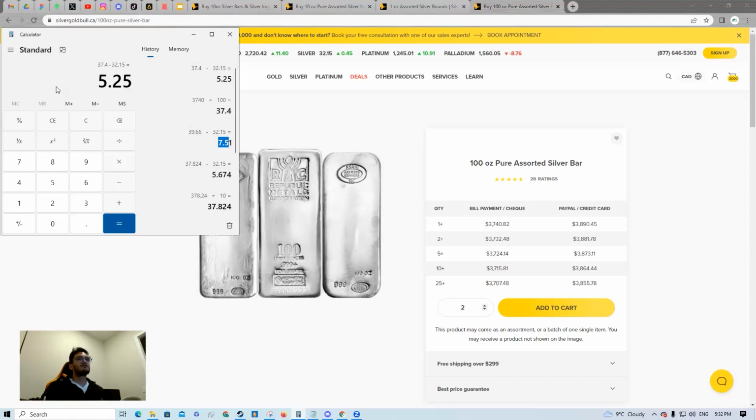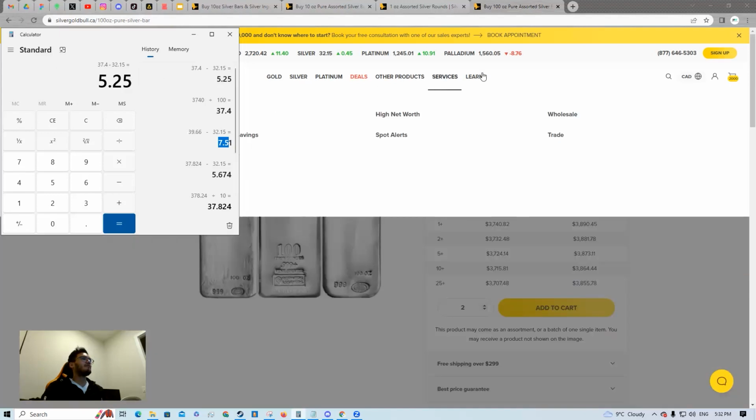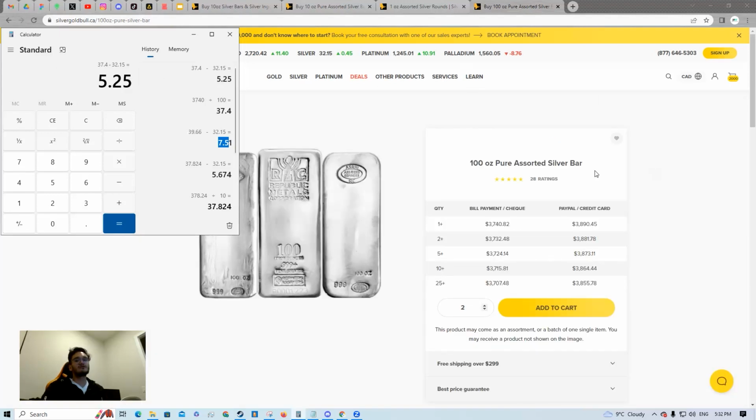So, if you have $25,000 that you want to invest in silver and you want the lowest premium possible, which is generally what you always want, your best option is to go for the 100-ounce assorted silver bar. Why? Because it has the lowest premium.